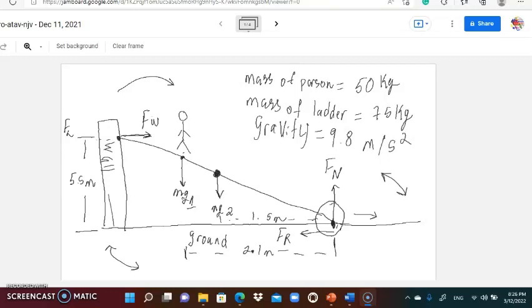Today we're going to talk about finding the coefficient of friction using torque forces. One of the things that we're going to look at is how we can use torque forces looking at an object in static equilibrium.